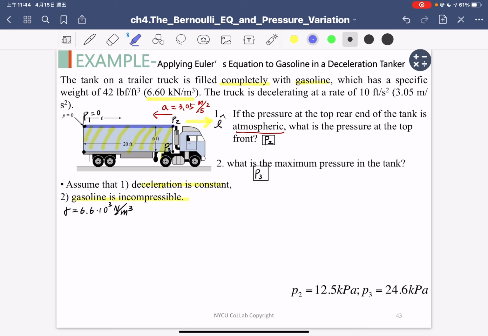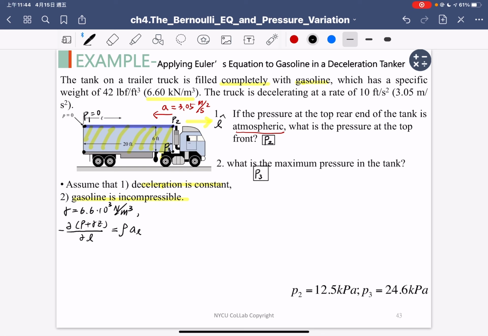So again, we can write down the Euler's equation with the piezometric pressure: d(P plus gamma z) in the direction, and the minus gradient will equal to the density multiplied by the acceleration in that direction.